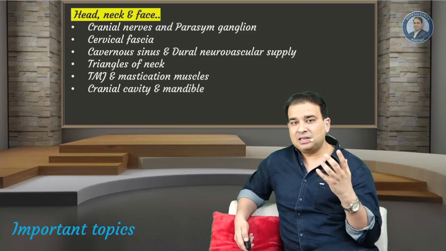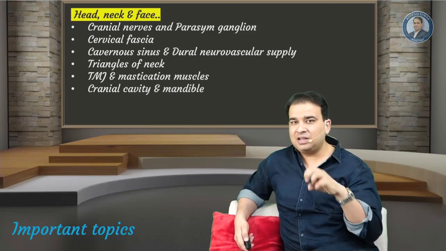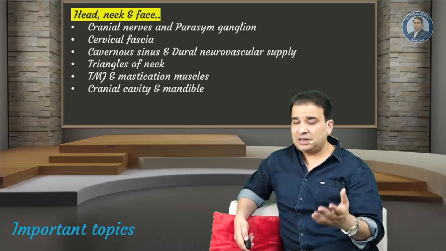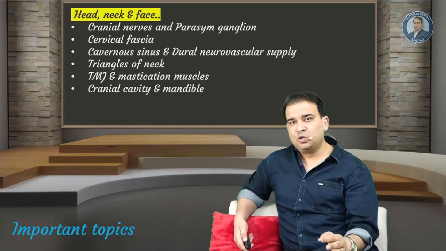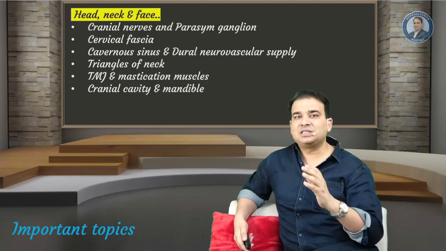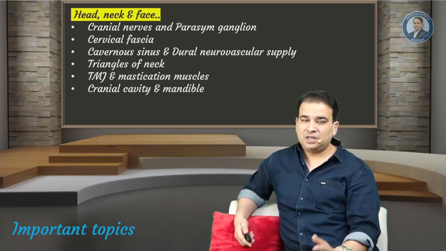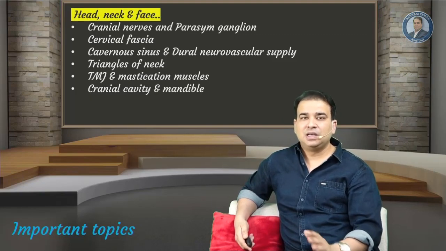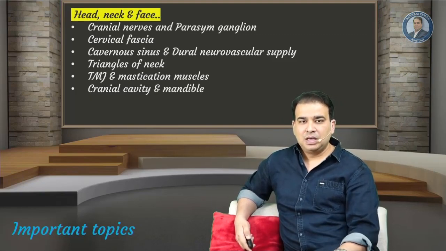So in the osteology part in head and neck, it's not only the cranial cavity and the foramina which are important, which are definitely important. You also need to know about the mandible, both the outer and the inner surface, and please understand which muscles are attached. The insertion of all the muscles of mastication is extremely important.